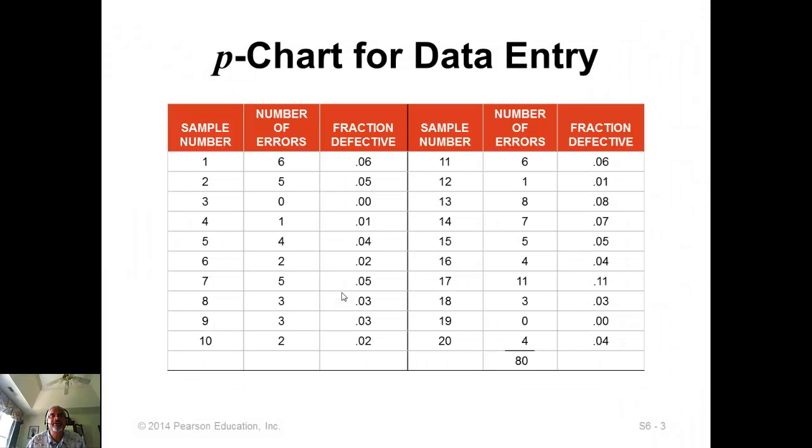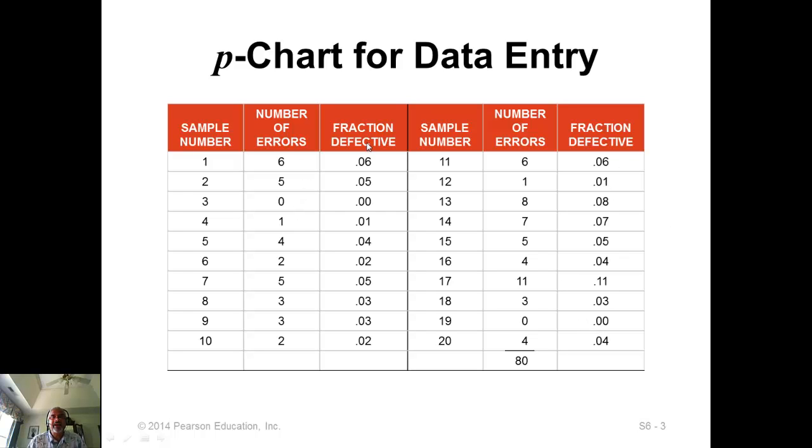So here is an example. Suppose we have data entry errors that you want to monitor. You take a sample of 100 entries and check how many errors in the data entry records there were. 6 records had errors, so 0.06 is the fraction defective. Then after a lapse of time, you take a second sample, this time again 100. The same sample size should be taken. And then 5 were errors, and so on. Now we have 20 samples, and we have percent defective from each sample.